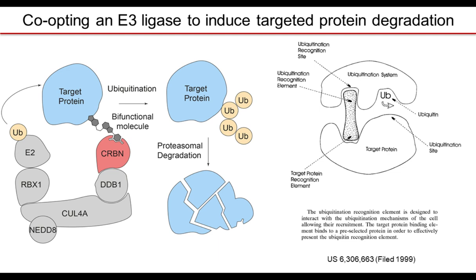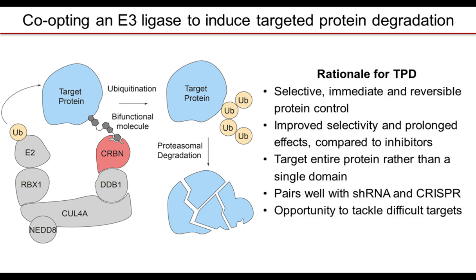As a result, we could direct the cell to ubiquitinate and then subsequently degrade that particular target protein of interest with this bifunctional molecule. I should note that this idea has been around in the literature for quite some time, highlighted here in this old patent application, indicating that perhaps bifunctional molecules or glue-like molecules that could engage a target protein and the ubiquitination system might actually be able to engineer such a response.